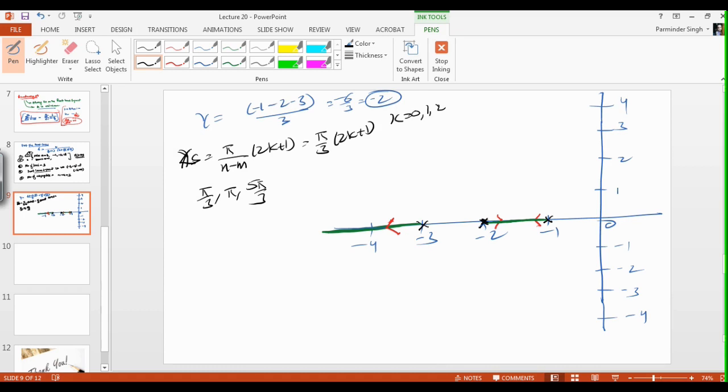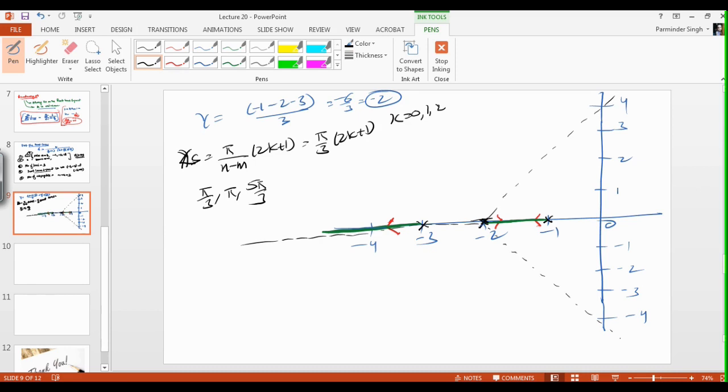Put a d over here. We're going to put your d, angle d over here, and pi by 3. So first, pi by 3, that means this is your 60 degrees. Second, pi, we put a d over here, and this is your angle pi. Third is 5 pi by 3, we put a d over here, and somewhere here is your angle.